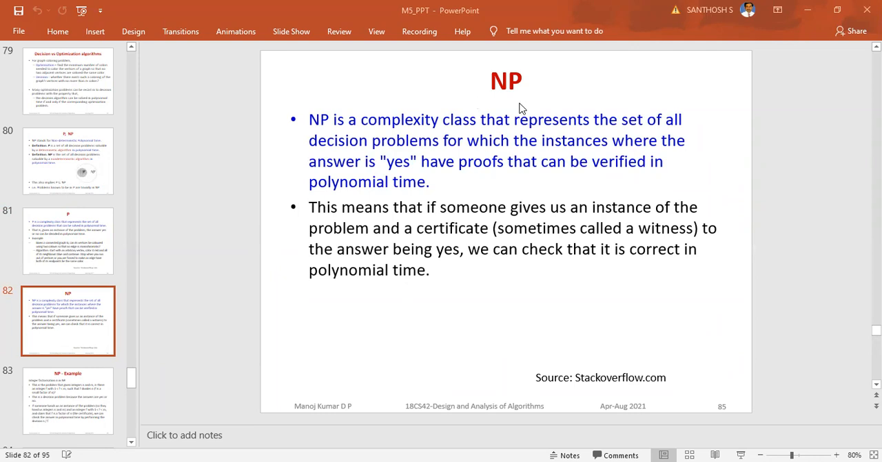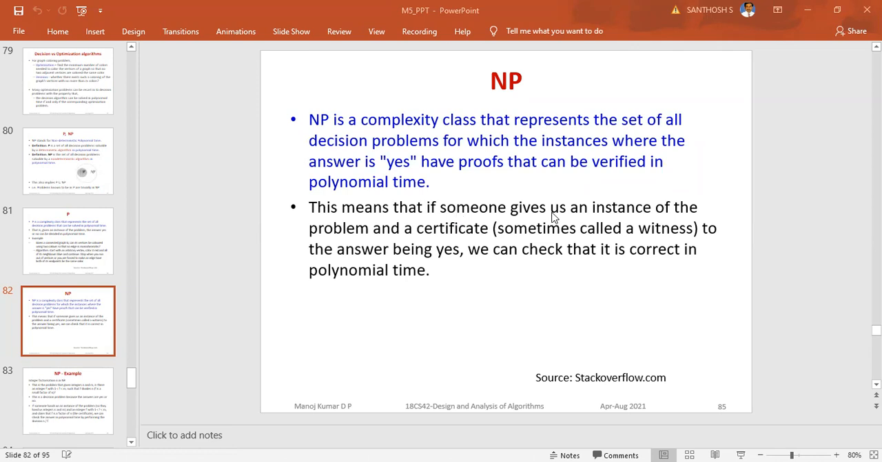So what is NP? The problems that can be solved through non-deterministic algorithms. So that is called NP problems. NP is the complexity class that represents the set of all decision problems for which the instances where the answer is yes have proofs. So if you tell yes, there should be a proof. If you are telling yes, give the answer for how you are getting that particular thing. So if the answer is yes, there are proofs that can be verified in polynomial time.